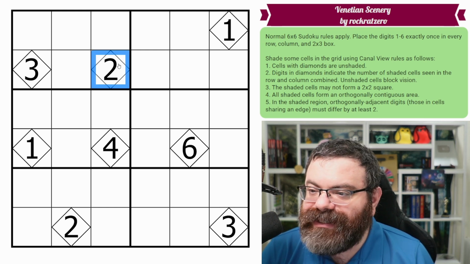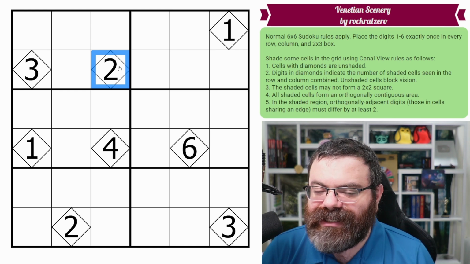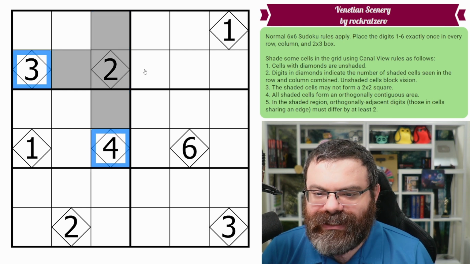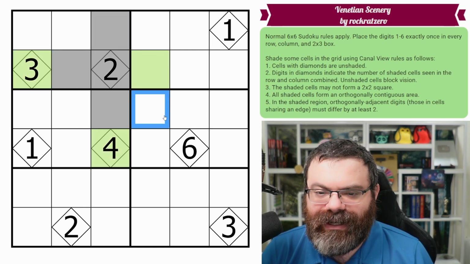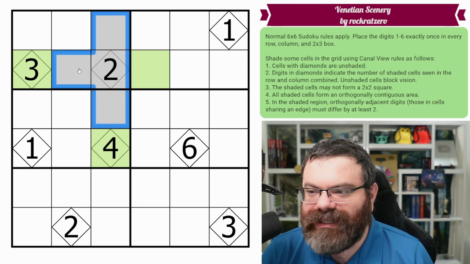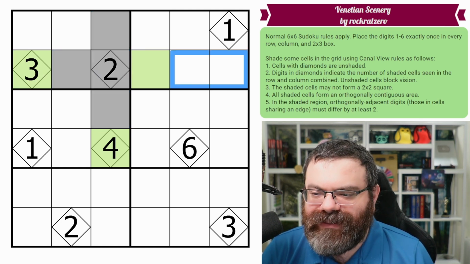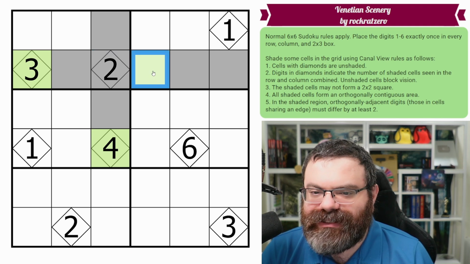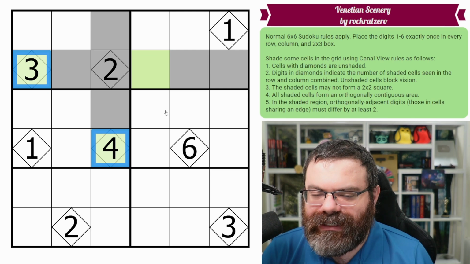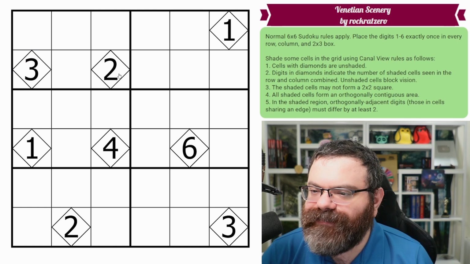So digits in diamonds indicate the number of shaded cells seen in the row and column combined. Unshaded cells block vision. So let's say I had these shaded cells here, and then we had unshadeds like this, right? So this would see 1, 2, 3, 4, I believe. 4 cells here. Because even if these were shaded, this unshaded cell blocks the vision of the shaded cell. Now, of course, this breaks a couple of rules, but I just wanted to do a random example there. So that 2 wouldn't be correct. It would have to be 4 in that case.